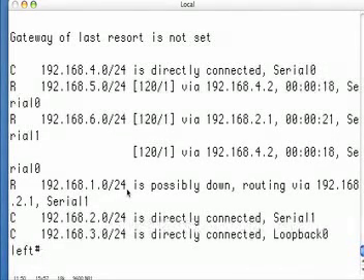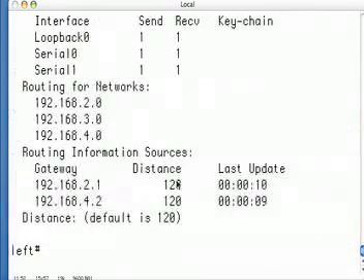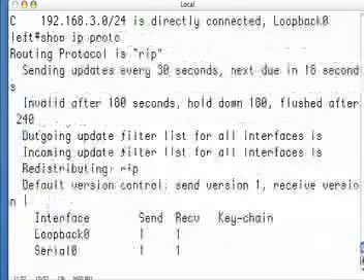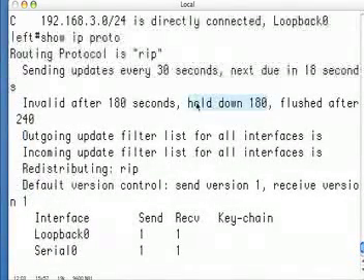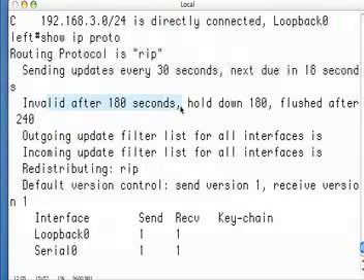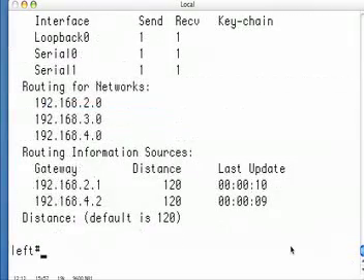And in a minute or two after the hold time, what is our hold time? Our hold time is 180 seconds. And it's invalid after 180 seconds. So if we wait 3 minutes, then we're going to be able to see that the route is no longer valid.